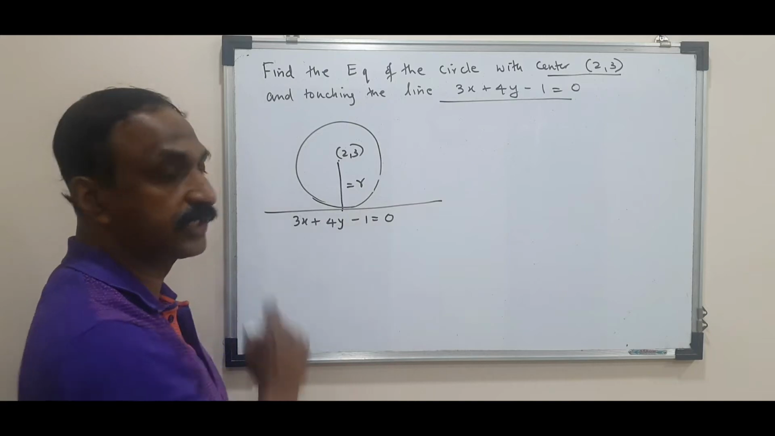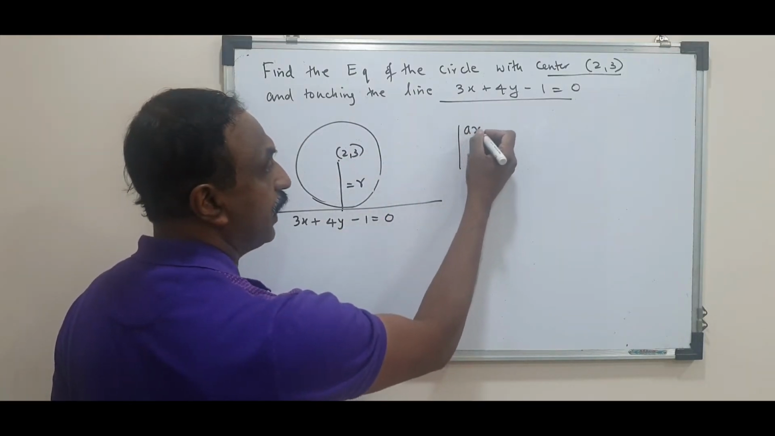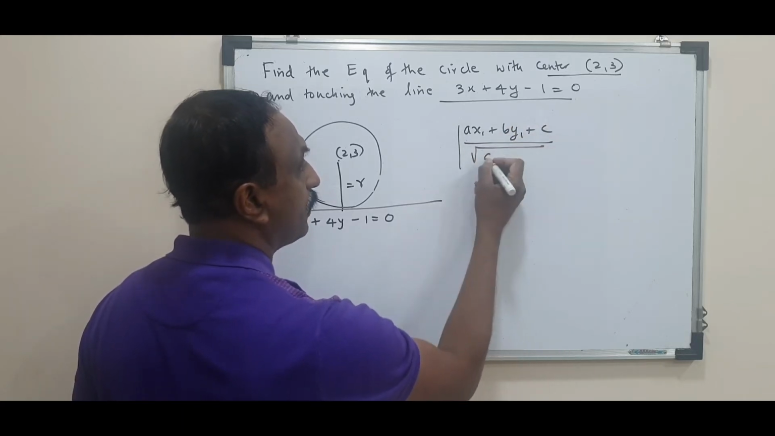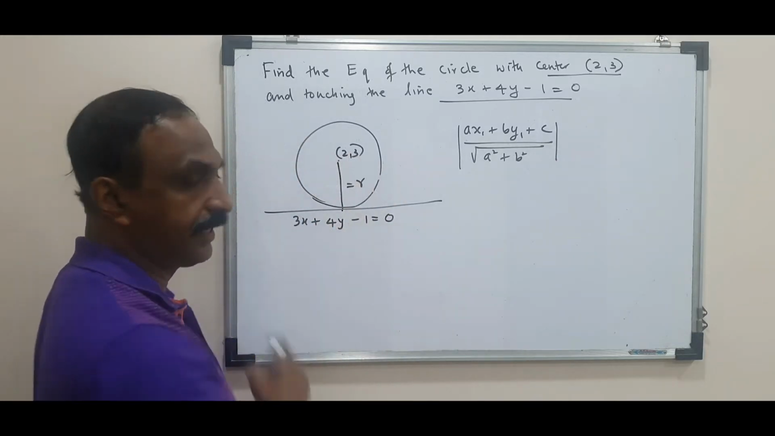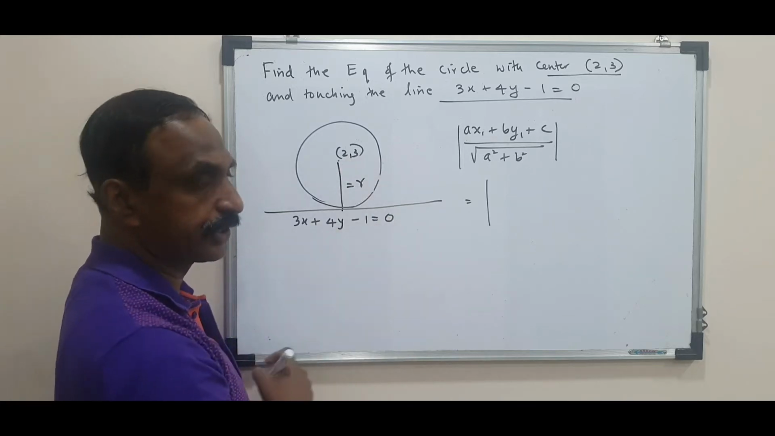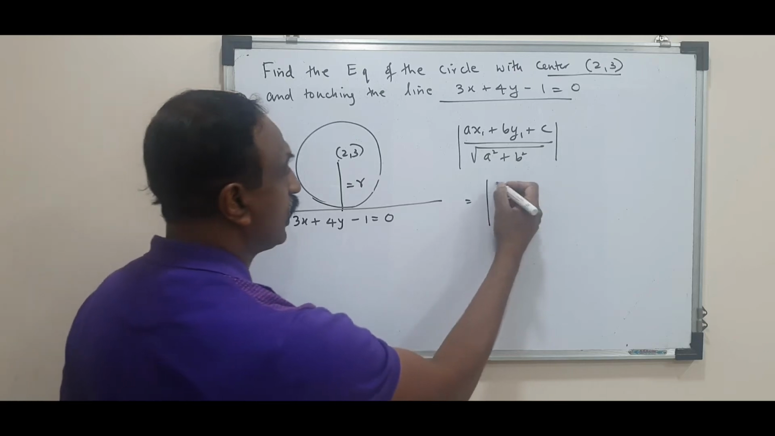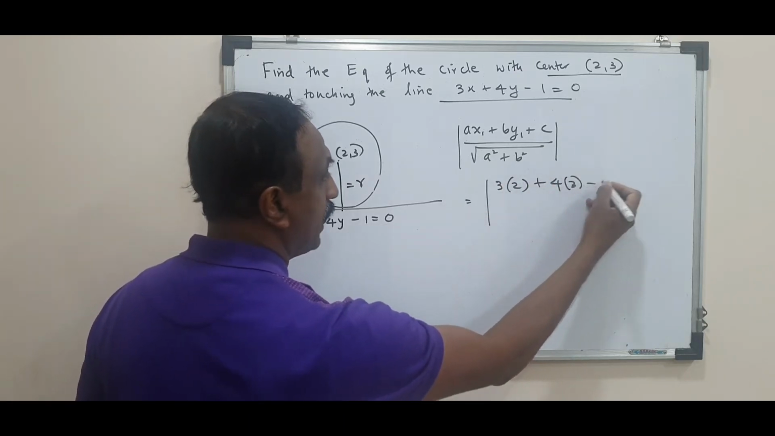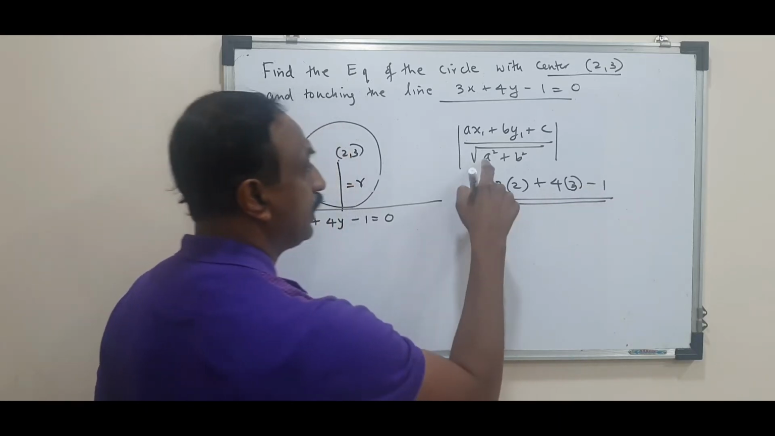Now how will we find this distance? We remember the distance from a point to a line: |ax1 + by1 + c| upon root of a square plus b square. This is the formula to calculate the distance from a point to a line. How do you apply this formula? You need to substitute this point in the equation. In place of x, 2. In place of y, 3. So |3 into 2 plus 4 into 3 minus 1| divided by root of a square plus b square.